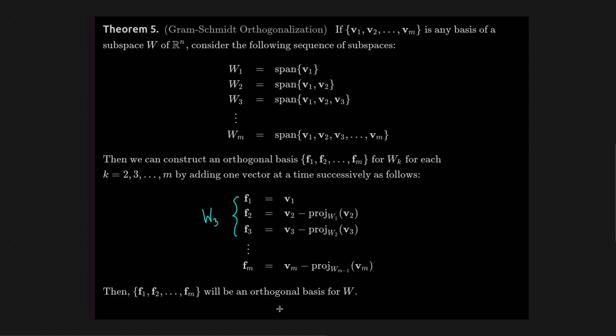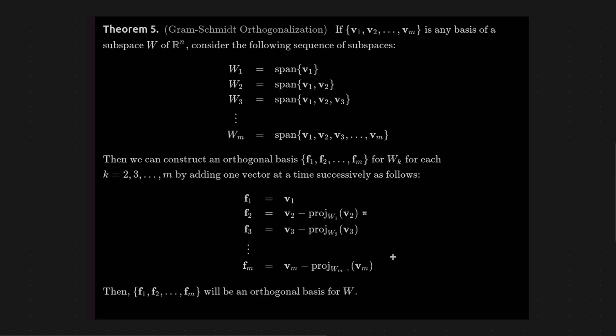We keep that process going until we get to our very last vector in the original basis and find Fm. That's going to be an orthogonal basis. All these vectors are orthogonal. An orthogonal basis of the original subspace W. Okay? So hopefully the geometry of the problem makes a bit of sense.